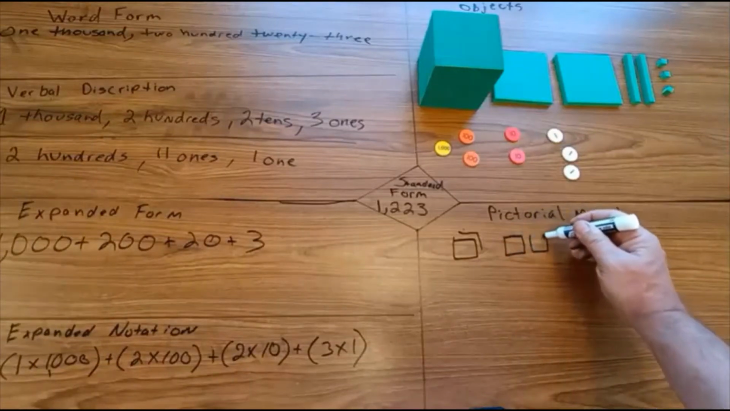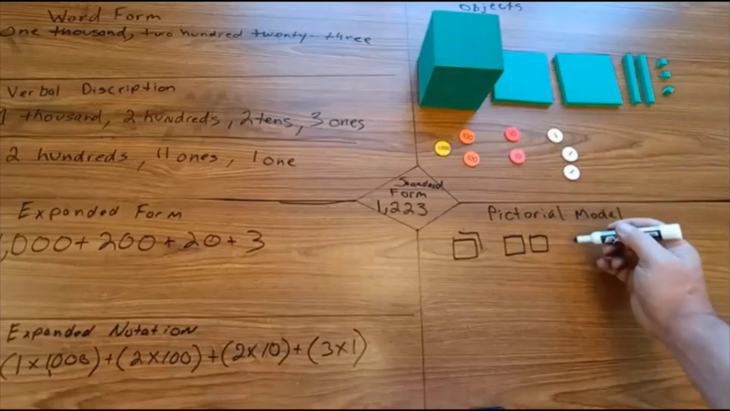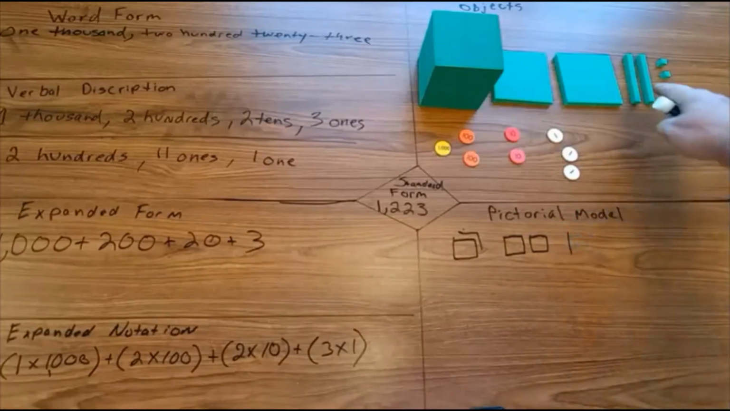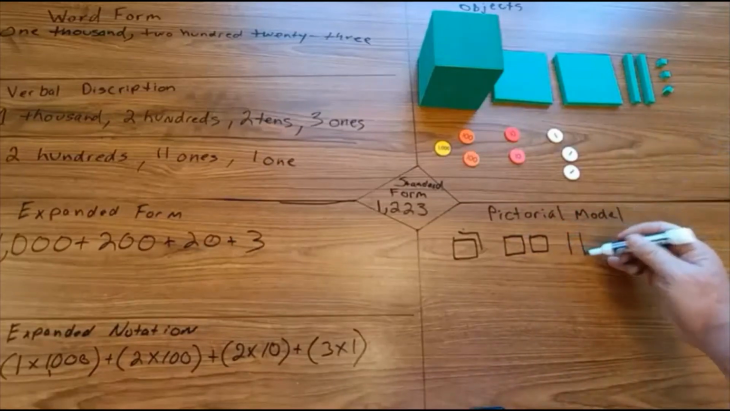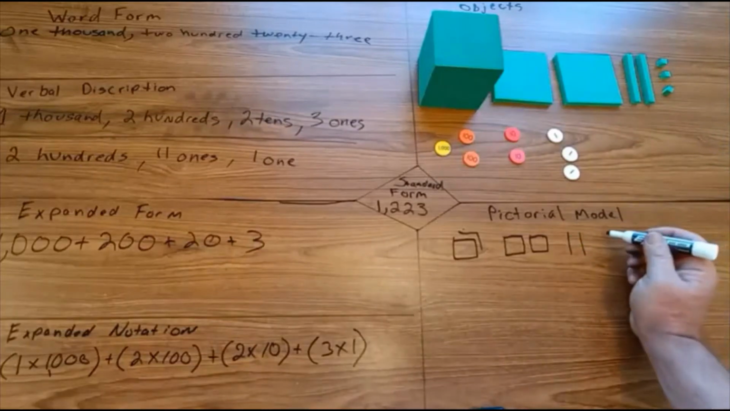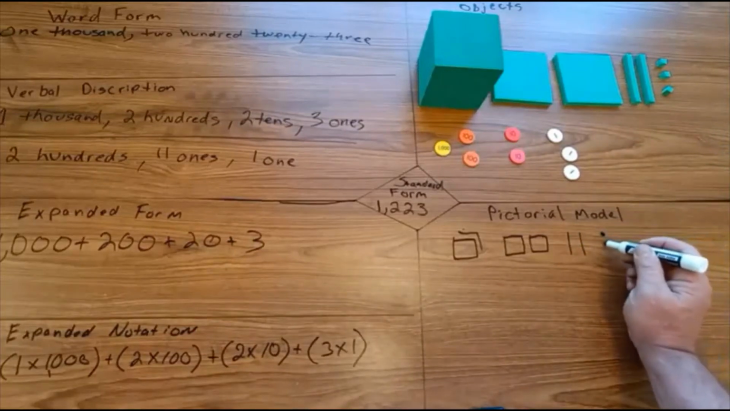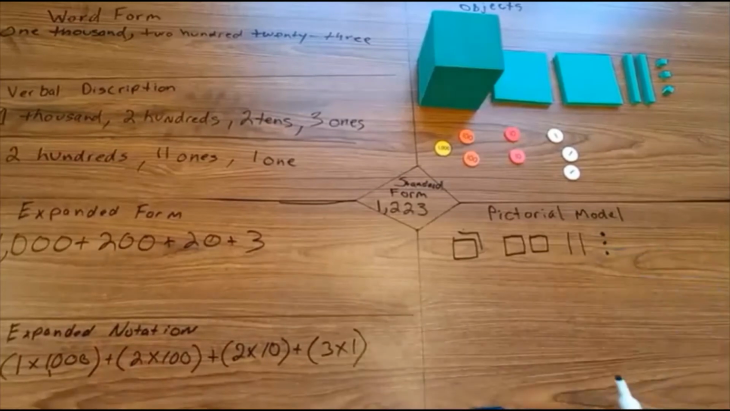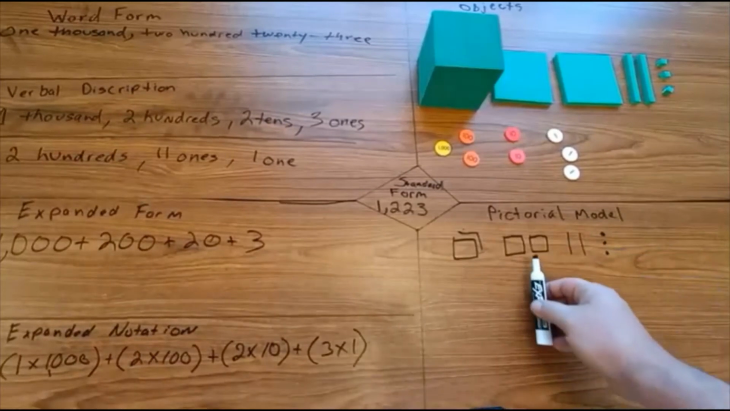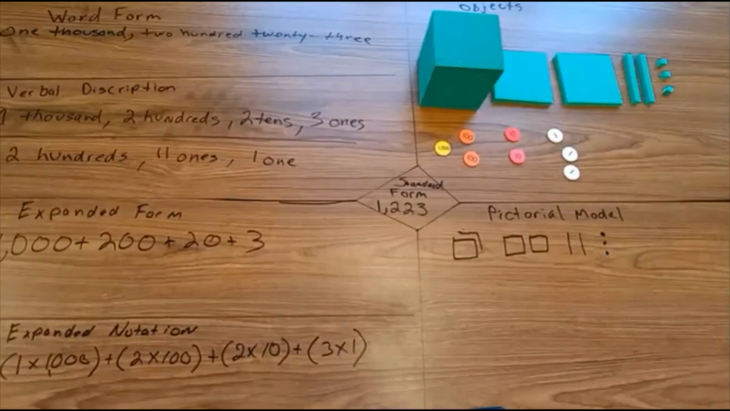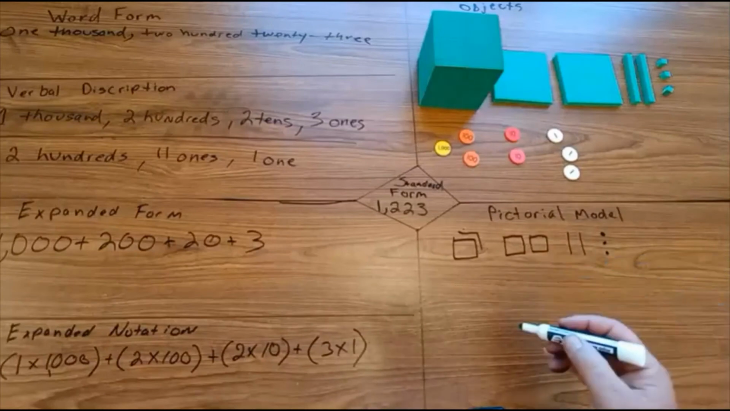That's 2 hundreds. My tens or my rods are just lines. And then my units end up being dots. And I have 3 dots to represent 3 ones. So that's 1,223. And I can also draw a place value disk.